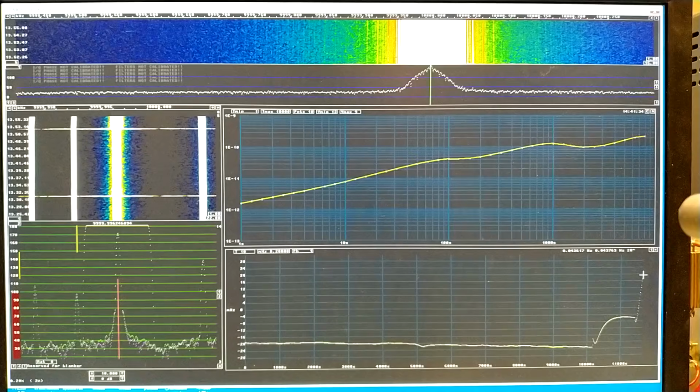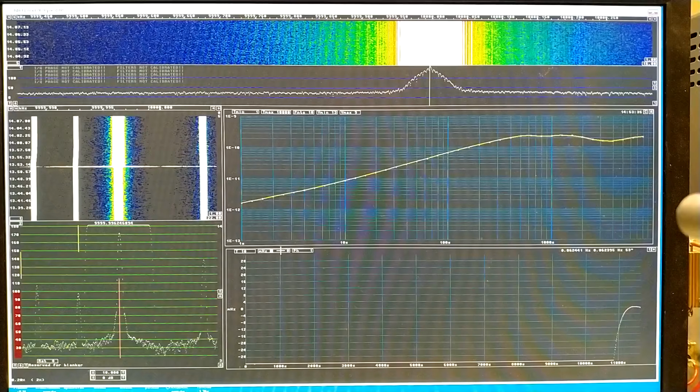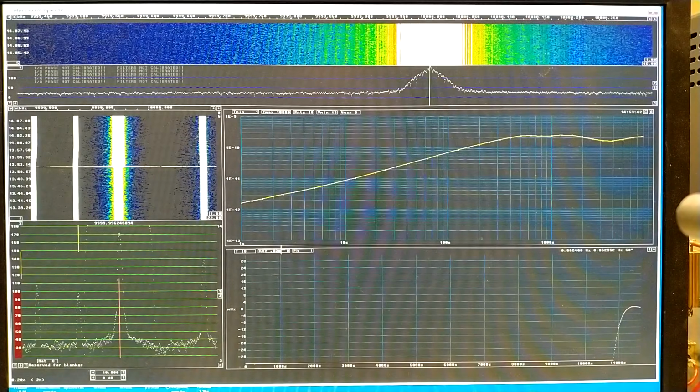So the frequency is drifting rapidly now. The frequency drift has stopped. It seems to have turned a little also. I go back to the original vertical scale, 0.02.